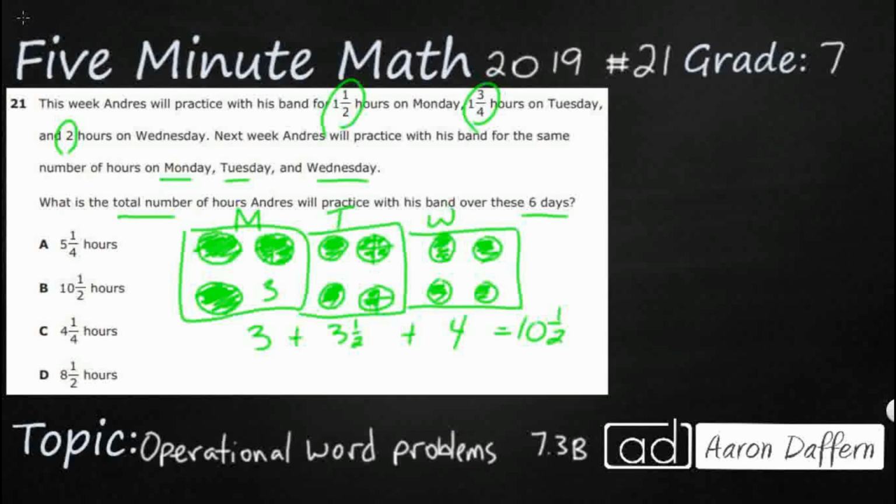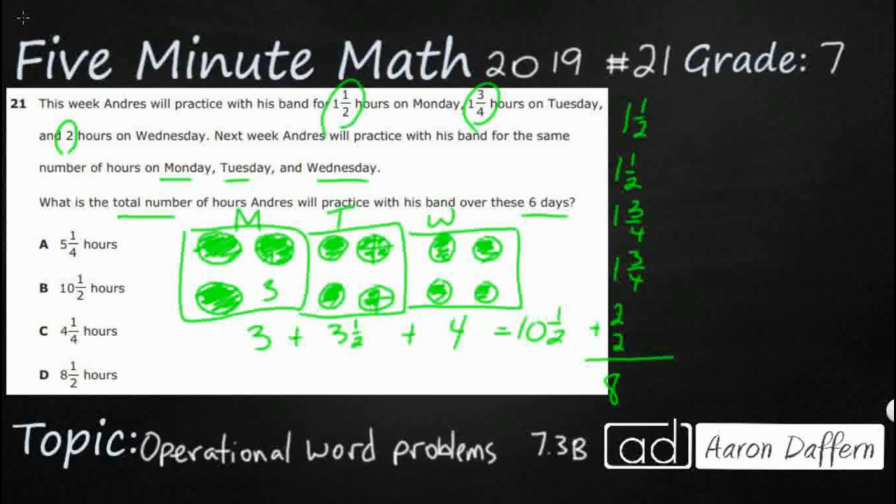So let's see what we could do if we did not want to draw any pictures. Well, we can just stack them all up here. All right, 1.5. I'm going to do Monday twice, Tuesday twice, and then Wednesday twice. We want to add all that up. Well, let's just add the whole numbers first. I've got 1, 2, 3, 4, 5, 6, 7, 8.